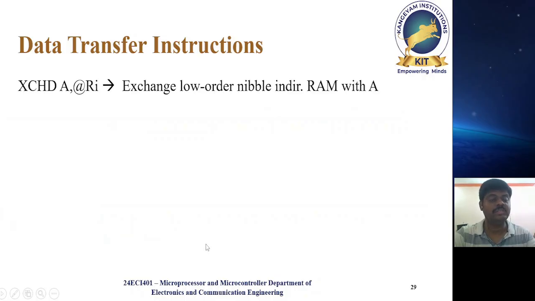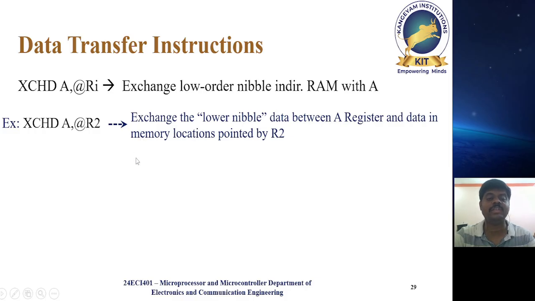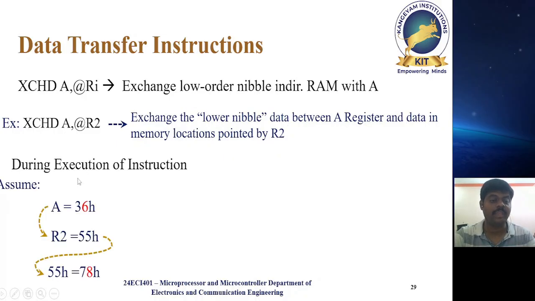Next, XCHD. Previously we saw XCH; here we are going to see XCHD A, @Ri. Here the exchange happens only between the lower nibble data of the registers. Simple example: assume A equals 36, and R2 is holding the value 55. @R2 means whatever data is stored in R2 will be considered as a memory location for the data, so the CPU will go to that memory location. Now 55 is having 78.